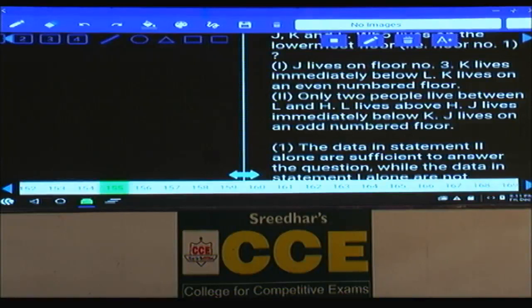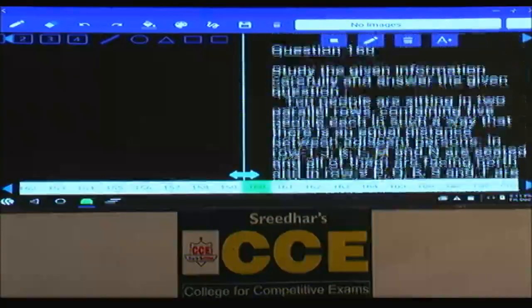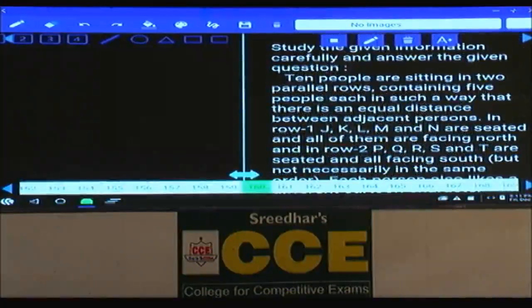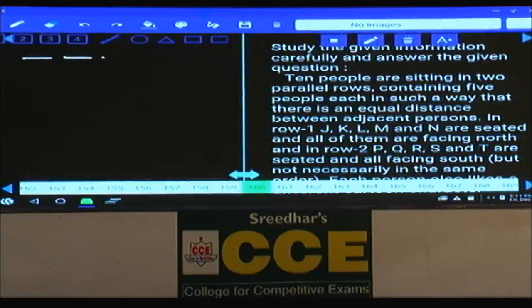156 to 159. Then next one, 160 onwards. 160 to 164, what is the information we have? It is based on a 2-row arrangement. How many persons are there in these 2 rows? 10 people are seated in 2 parallel rows containing 5 people each. Here again there are 5 different persons, 1, 2, 3, 4, 5.